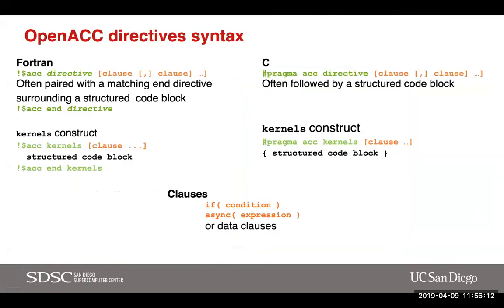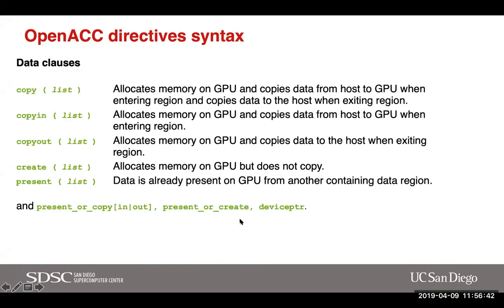So you have a directive syntax where you have here in Fortran the $ACC directive, or a pragma acc in C, then the directive and some clauses, often followed by a structured code block. For instance, the kernels construct will generate kernels to be executed on the GPU, and then there are clauses: if clauses for certain conditions, or asynchronous execution, and then there are data clauses as well.